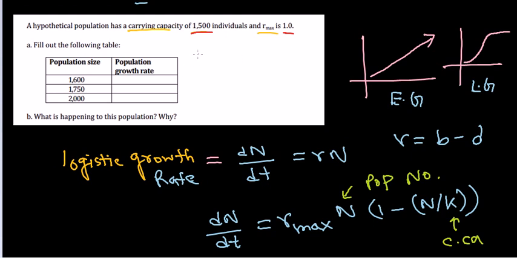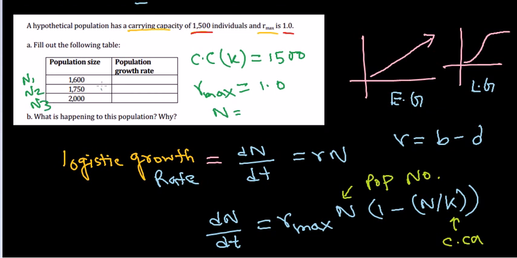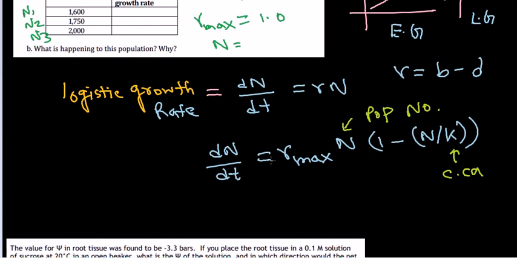They have provided the carrying capacity, capital K here, which is 1500, and the R max is also provided, and that is 1.0, right? And we also have the population size, that is N in all these cases. So let's imagine that's N1, N2, and N3 over time, different duration. If we know all these things, we can easily calculate this rate by placing the value of N in this equation.